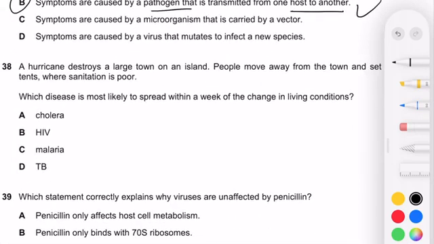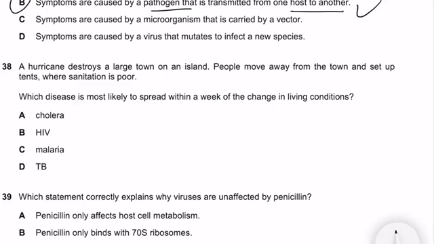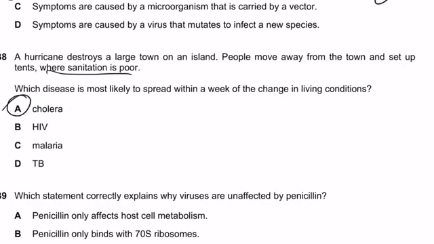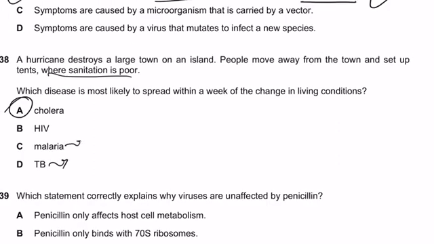A hurricane destroys a large town on an island. People move away from the town, set up tents, and sanitation is poor. Which disease is most likely to spread within a week of the change of living conditions? Because sanitation is poor, we're going to assume cholera. Cholera depends heavily on sanitation. Just like people who live in areas where there's low sanitation, people have terrible hygienic habits, like someone doesn't wash his hands before preparing his food, he's going to end up transmitting cholera, right? That's basically the main thing. For TB, I would say, if they moved into tents and it was overcrowded, obviously TB. If they moved into a really humid place, I would say malaria. HIV, I'd say if they're not educated enough.